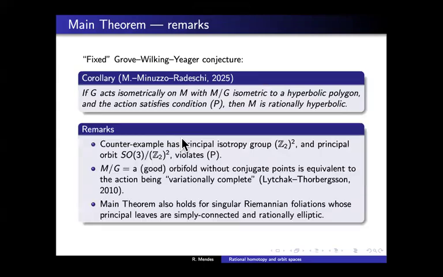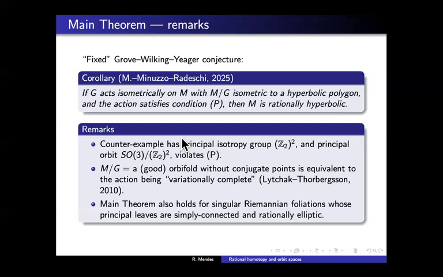Okay. So a variationally complete action is equivalent to the quotient being an orbifold without conjugate points, and variationally complete was defined by Bott and Samelson. So this is an important class of actions.